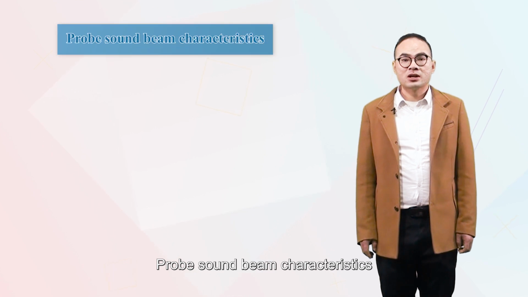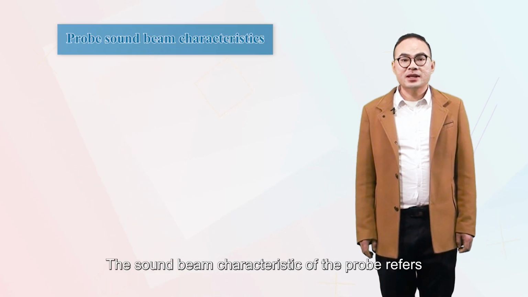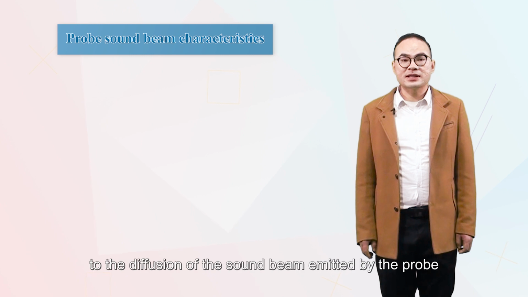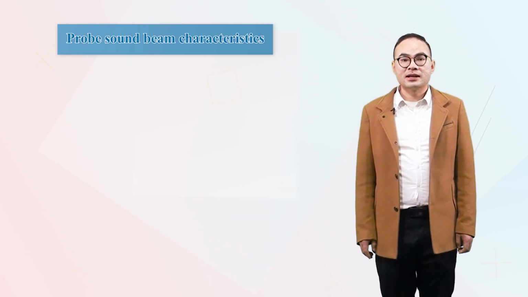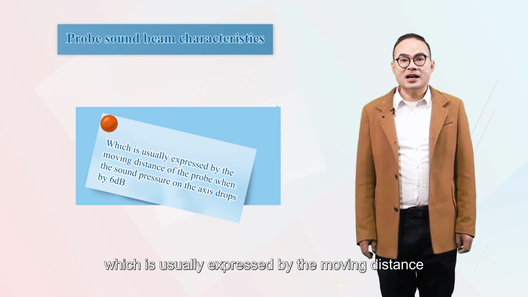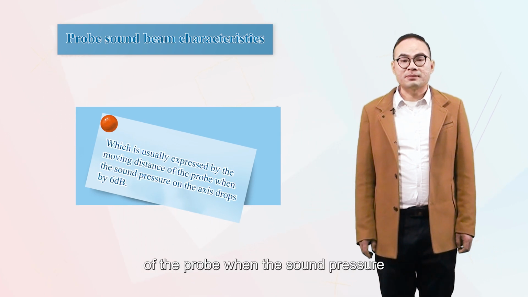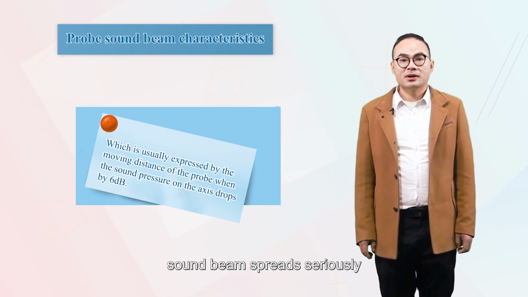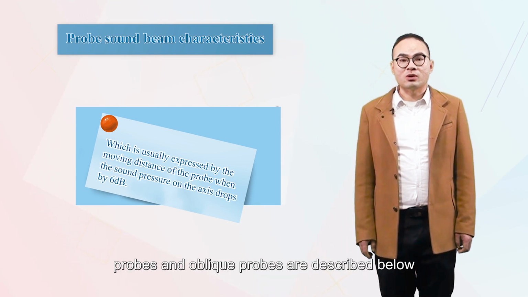Probe sound beam characteristics. The sound beam characteristic of the probe refers to the diffusion of the sound beam emitted by the probe, which is usually expressed by the movement distance of the probe when the sound pressure on the axis drops by 6 dB. If the probe moves a large distance, the sound beam spreads seriously. The beam dispersion characteristics of straight probes and oblique probes are described below.